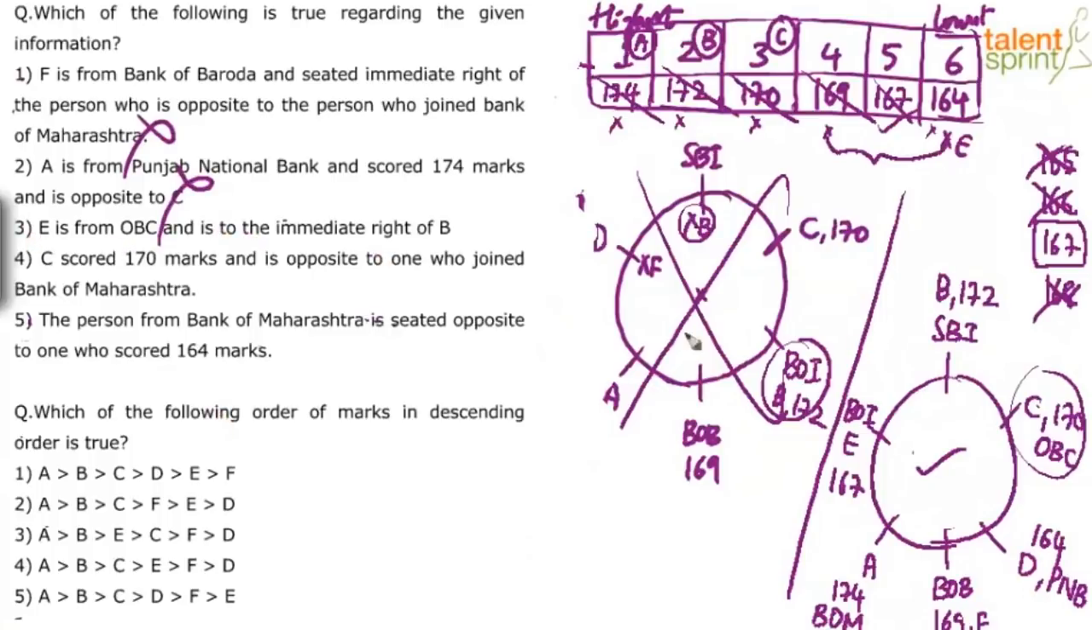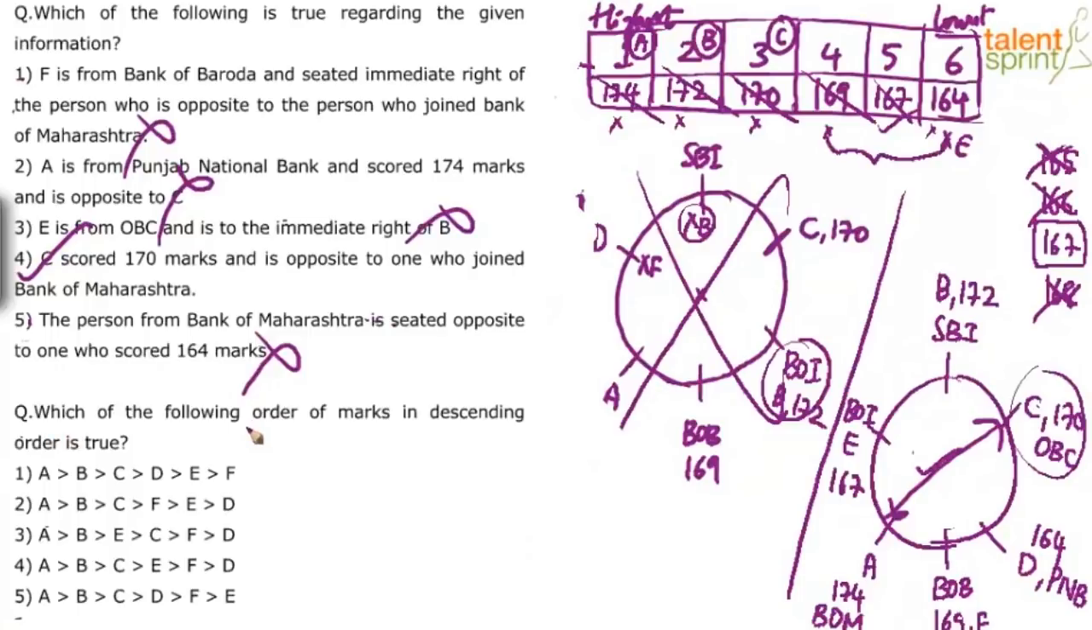E is from OBC. No, E is from Bank of India. So here itself it gets eliminated. C scored 170 and is opposite to the one who joined Bank of Maharashtra. C scored 170. Yes, satisfied. C has scored 170 opposite to Bank of Maharashtra. So option 4 should be the answer. No need to verify option 5, but let's quickly check. Person from Bank of Maharashtra is seated opposite to the one who scored 164? No, wrong. So option 4 is the answer here.